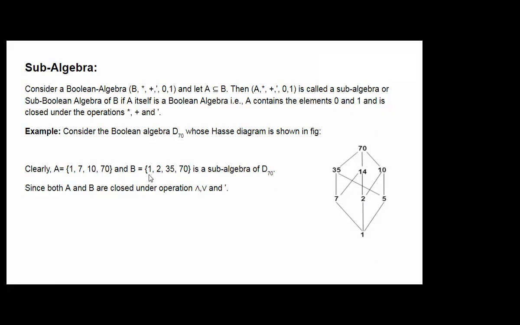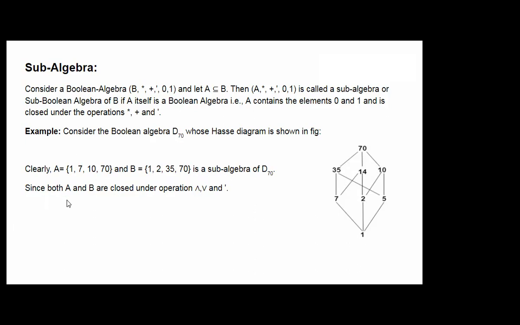Okay, and 1 is the lower bound, 70 is the upper bound, and containing these elements of this lattice, any elements will be there. We can say that these will be the subalgebra. Okay, we can take {1, 7, 35, 70} also. We can take {1, 2, 14, 70} also. {1, 5, 10, 70} also.